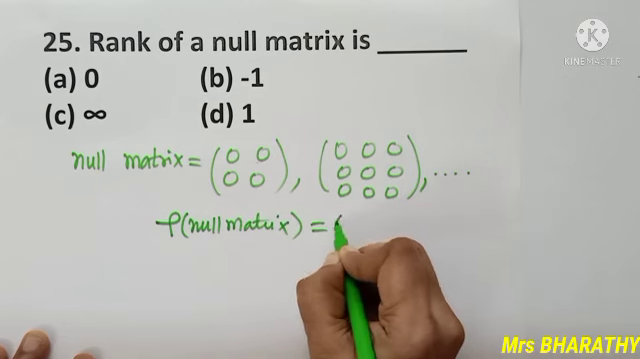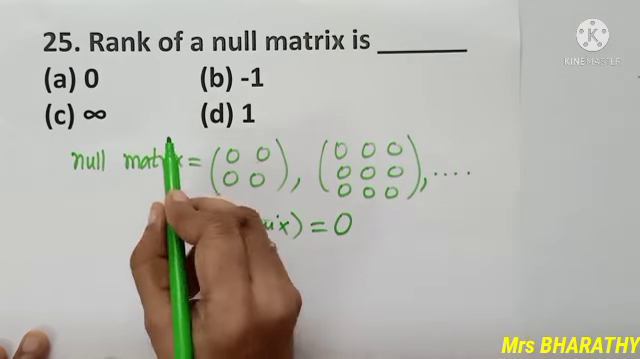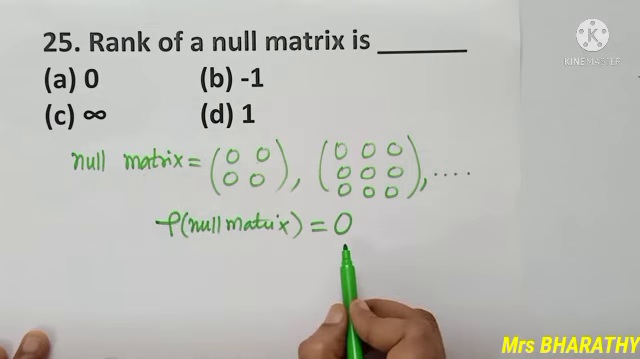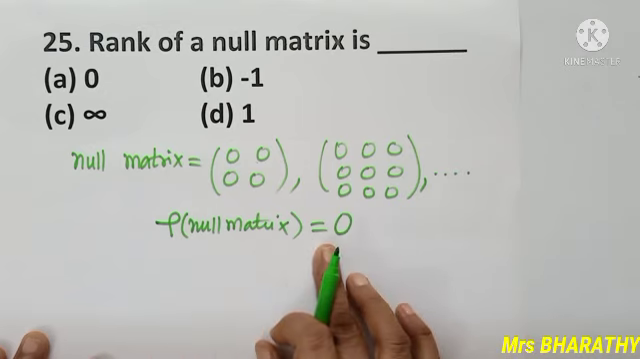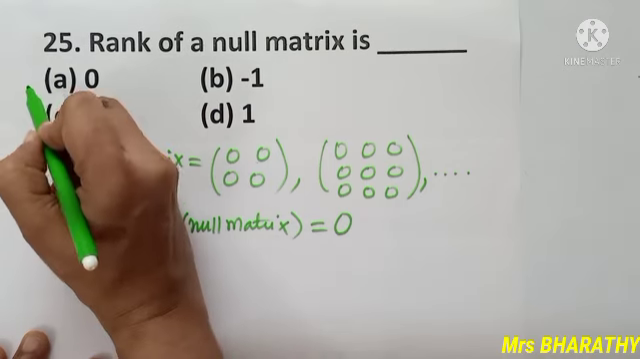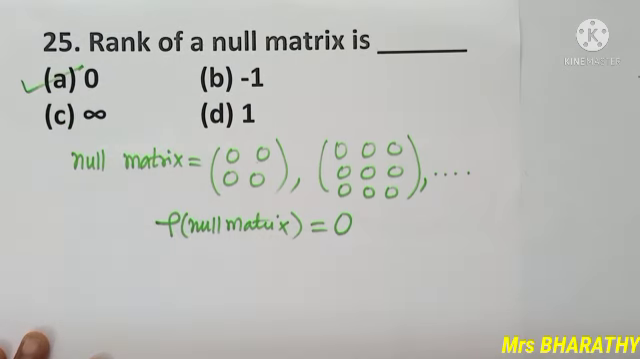And we remember, the rank of a null matrix alone is 0. Every other matrix will have a minimum rank of 1. Only the null matrix, that is the 0 matrix, has rank 0. Option A is the right choice.